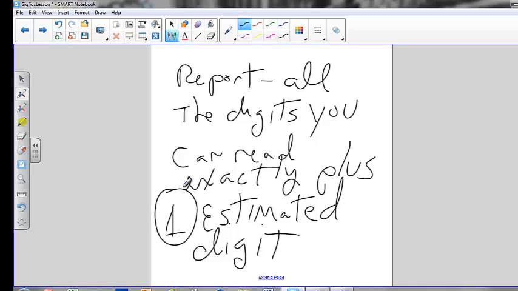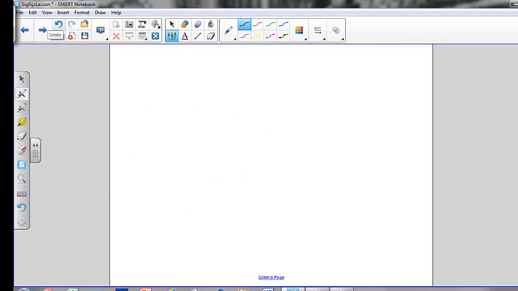Now, what if you're reading a number? You're looking at a number someone else reports from their laboratory experiment. You want to be able to look at this number and know what they mean, how many of those digits they are reporting are significant. So let's go over some rules here.